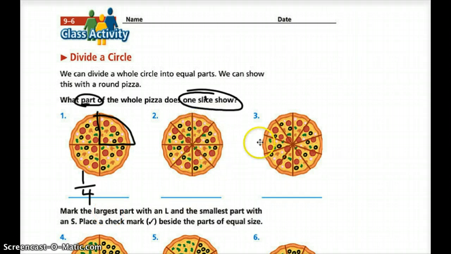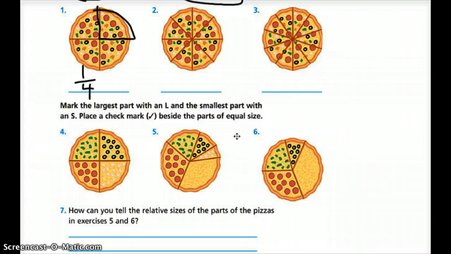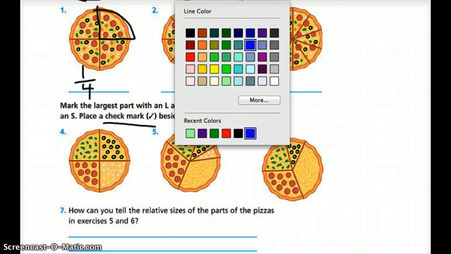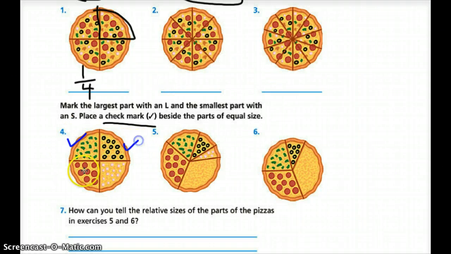All right, go ahead and see if you can do number 2 and number 3 on your own. Then mark the largest part with an L and the smallest part with an S. Place a check mark beside the parts of equal size. So if we look at number 4, I see that all 4 pieces are equal. So I'm going to put a check mark next to each of these pieces because they are all equal.